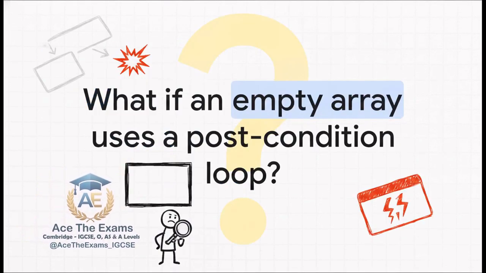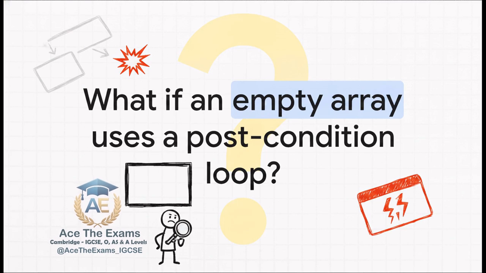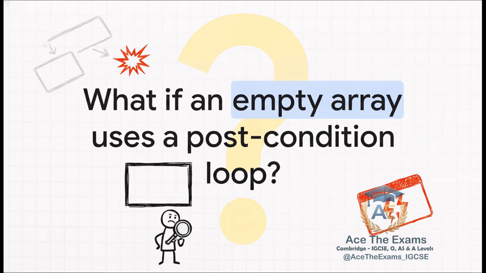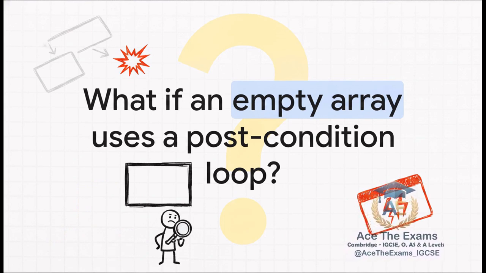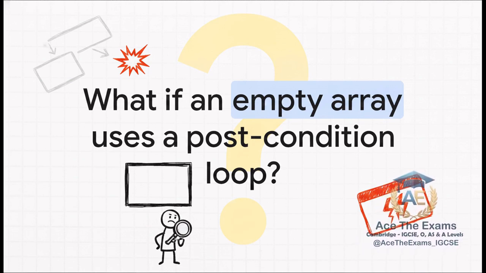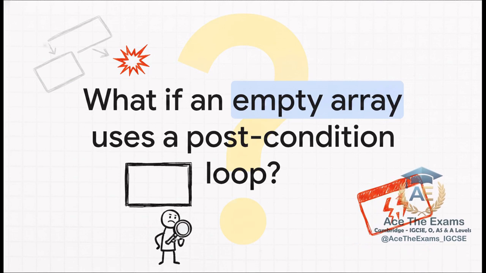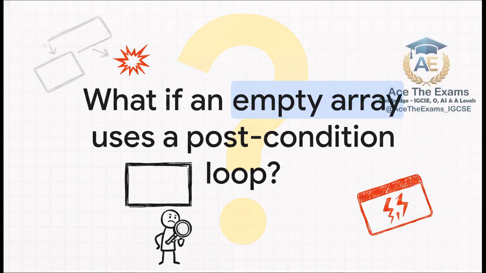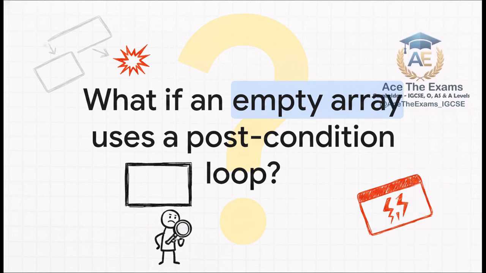I want you to just pause and think about this for a second. What happens if the student array is totally empty, like it has absolutely zero data in it, but you use a post-condition loop to read it? Remember, a post-condition loop outputs the student first and then checks the counter at the end. Well, if the array is empty and your algorithm blindly tries to output student 0 before checking anything, boom, your program crashes. It throws an error because it's attempting to read data that literally doesn't exist.